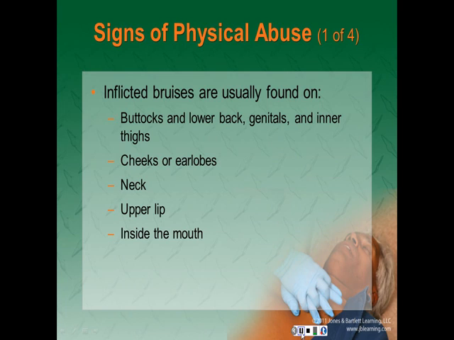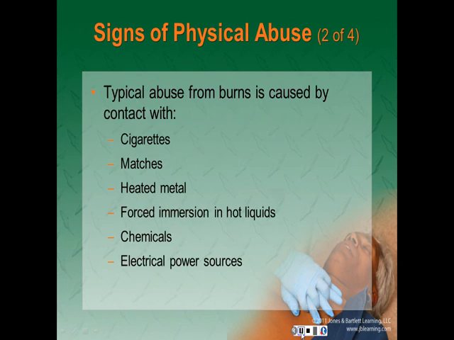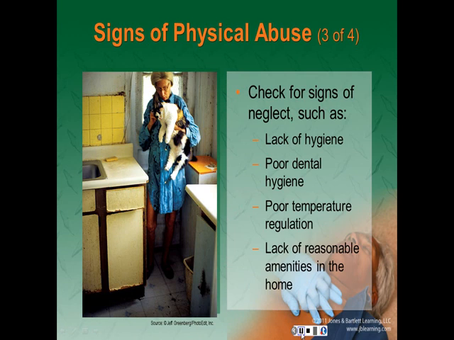Human bites are typically inflicted on the upper extremities and can cause lacerations and infection. You should inspect the patient's ears for indications of twisting, pulling, or pinching, and evidence of frequent blows to the outer ears. Investigate multiple bruises in various states of healing. Typical abuse from burns is caused by contact with cigarettes, matches, heated metal, forced immersion in hot liquids, chemicals, and electrical power sources. Observe the patient's weight and try to determine whether he or she appears undernourished or has been unable to gain weight in the current environment.